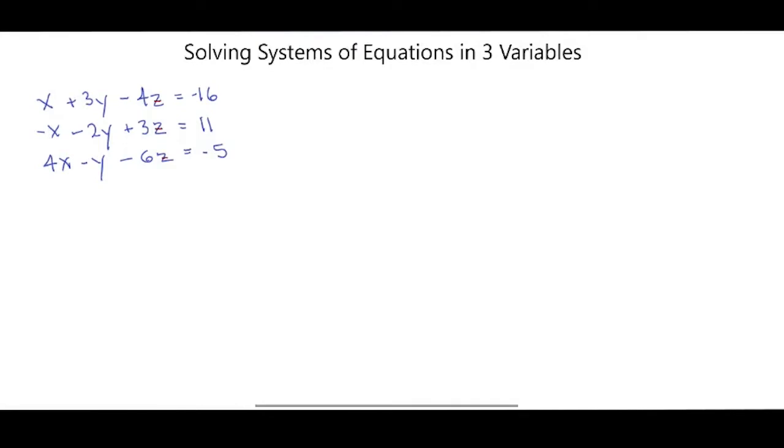So the first thing I'm going to want to do is label these. I'm going to call the first one A, the second one B, and the third one C, just so we can keep track of which equation we're dealing with, okay? So if you know anything about solving systems of equations and linear combinations, you'll know that it's important to find something that you can cancel. Well, if I look at these right away, I see that I can cancel those x's.